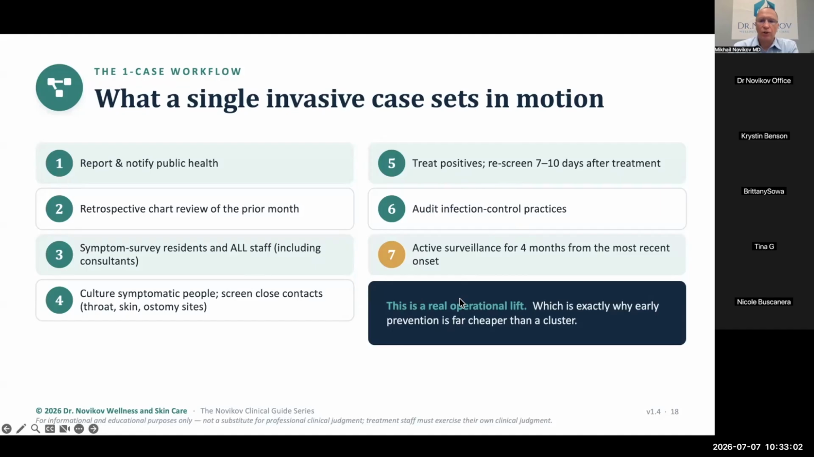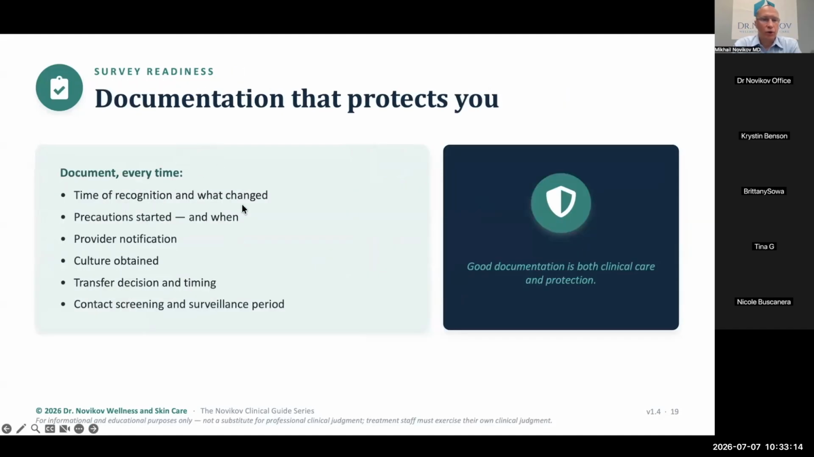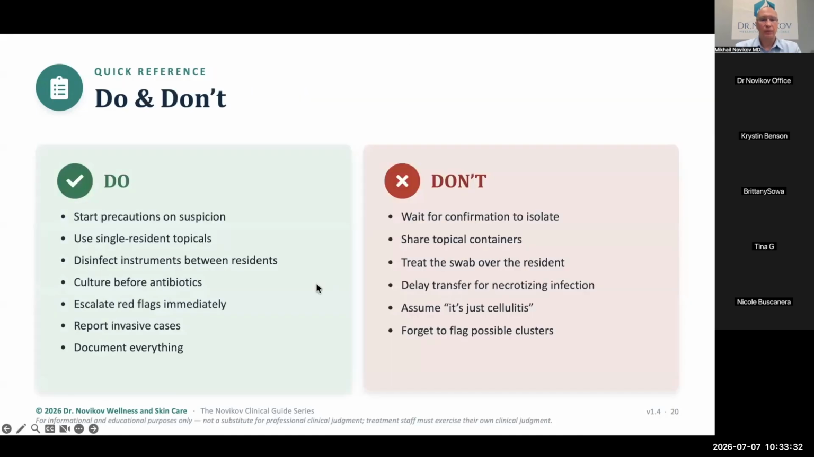So basically just summarizing what we already document: time of recognition, precautions started when, provider notification, culture obtained, if any, transfer decision and timing, and contact screening and surveillance. Start precautions when you suspect the case.